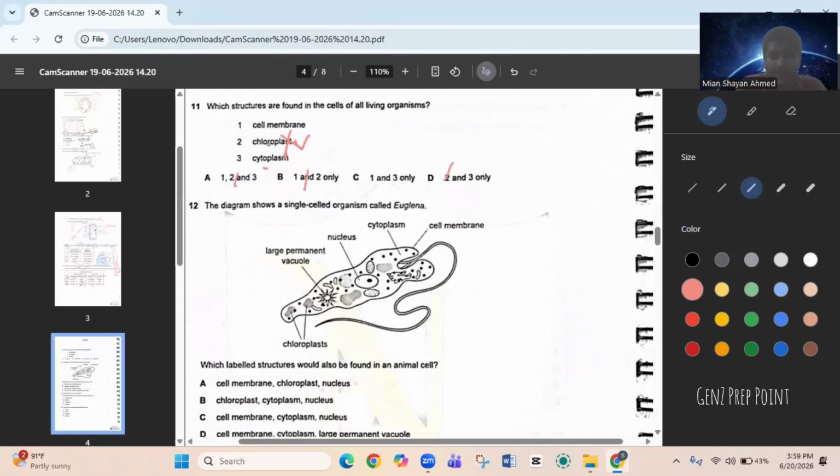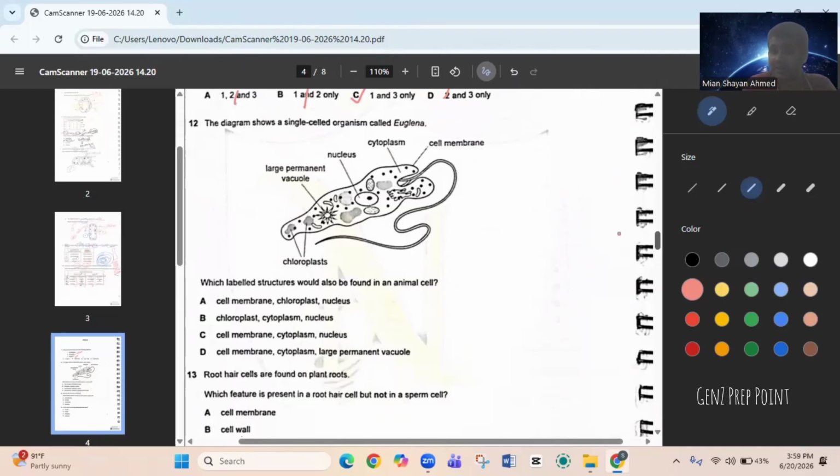If we focus, cytoplasm and cell membrane are present in all cells. Cytoplasm is present in the bacteria cell. Cytoplasm is present in the plant cell. Cytoplasm is present in the animal cell. Cell membrane is present inside the bacteria cell, in the plant cell, in the animal cell. So what would be the answer? C. Because 1 and 3 are present inside all three cells, the bacteria, or you could even say virus.